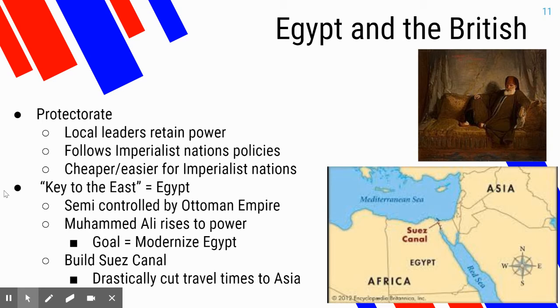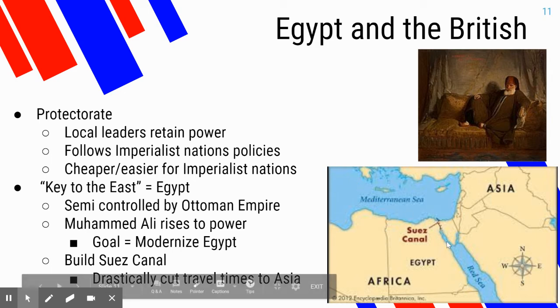Egypt is kind of one of the keys to the British Empire, and that is because it is the gateway to India. You can see that you can go through the Mediterranean here out into the Red Sea, and if you keep going down, you'll end up in the Indian Ocean. You can easily get to India.